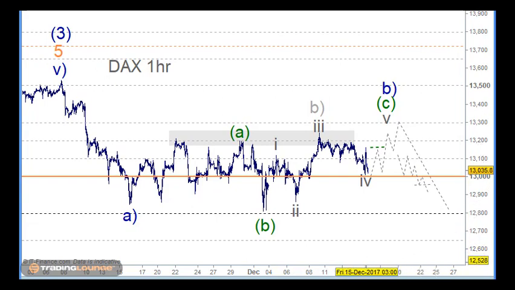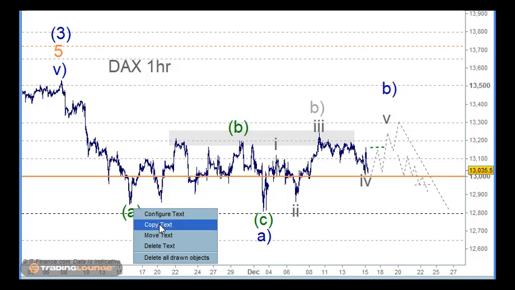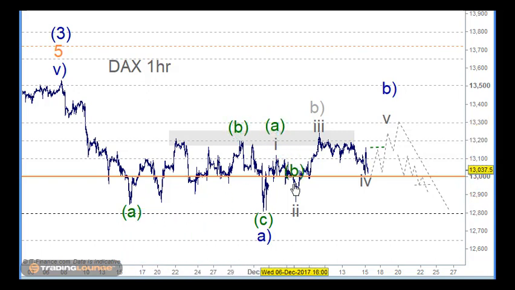The other count that is possible is that this blue wave B can be in here, and the way that can work is that the A wave can be here, B wave here, and C wave here for the A wave, and then if I copy this here, an A wave here, B wave here, and a C wave here for this B wave.